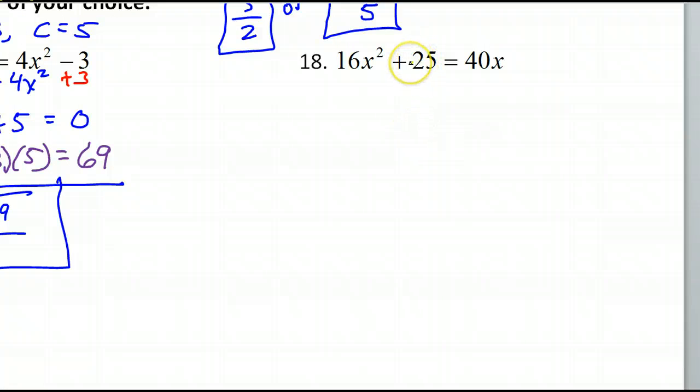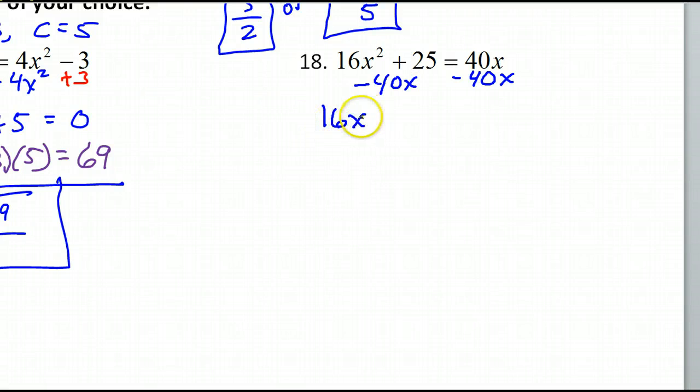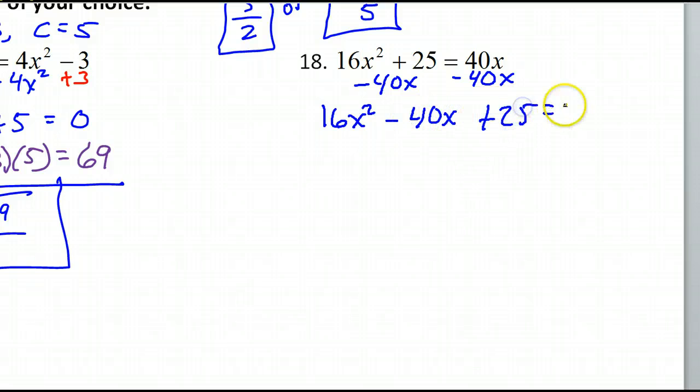Okay, number 18. Let's go ahead and put this in standard form and see what we got. Let's subtract 40x from both sides like so. So that's going to give us 16x squared minus 40x plus 25 equals 0.